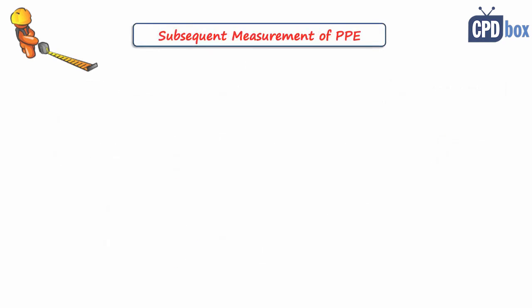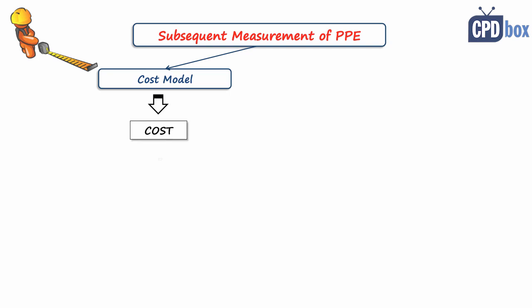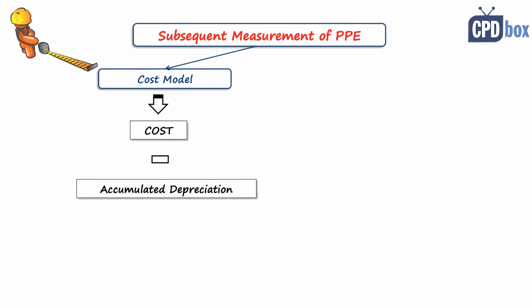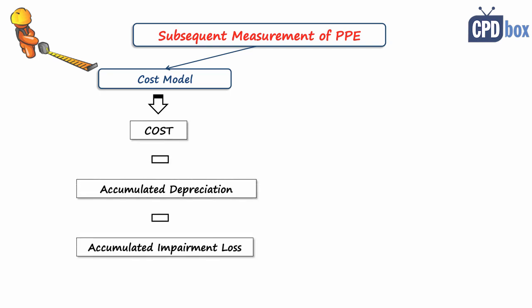Now, let's take a look how the item of property, plant, and equipment shall be treated after its recognition, that is, in the subsequent periods. IAS 16 prescribes two basic models. The first one is the cost model, and under this model, an item of property, plant, and equipment shall be carried at its cost, less accumulated depreciation, and less any accumulated impairment losses in line with IAS 36.